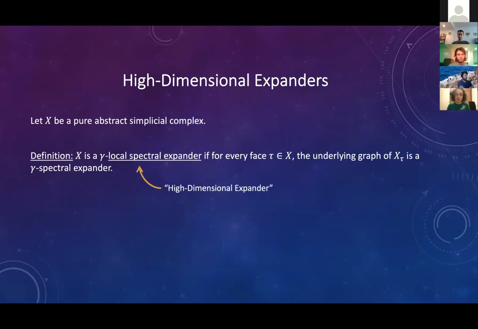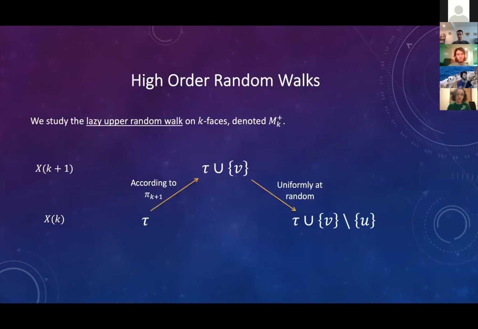Now, when thinking about the Chernoff bound for expander graphs, it's actually not a bound for graphs. It's a bound for walks on graphs. So in the high-dimensional setting, we first need to decide which walk we're studying. And the walk we're studying is the lazy upper random walk because it's very related to the structure of the complex. This walk is denoted Mk+, and it walks from one k face to another k face through a k+1 face that contains both of them.